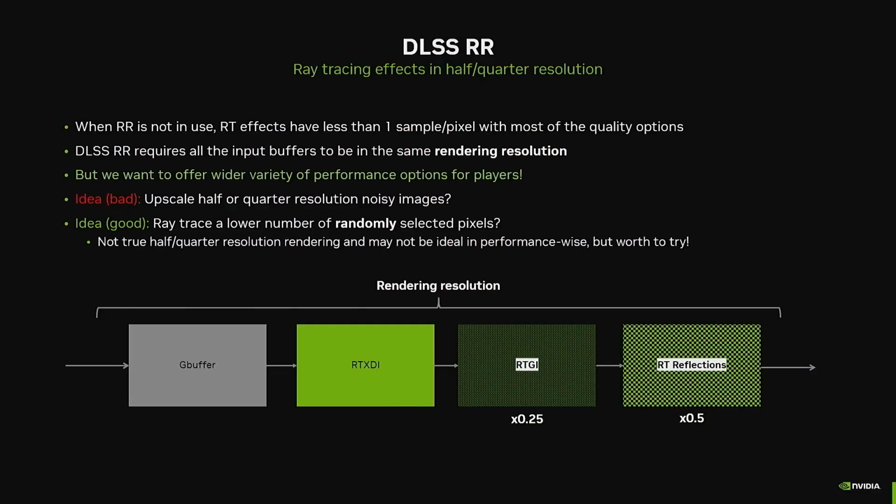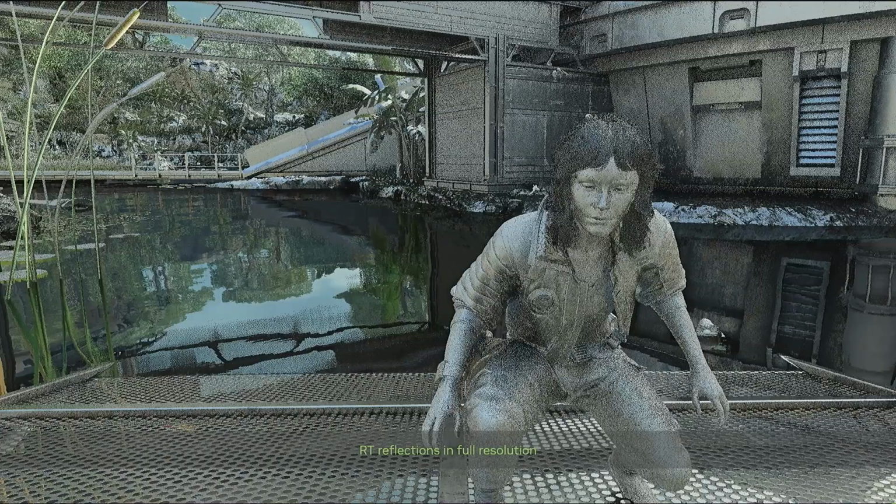Of course, you might first naively think that we can just upscale the noisy image, but that's really bad. DLSS RR is not designed to work with blurry noise. So what else can we do? Maybe we can simply trace a lower number of samples. So that's what we did. And let's talk about that with examples.